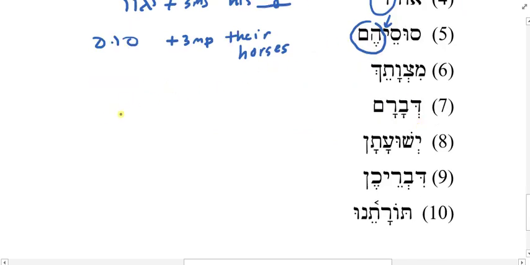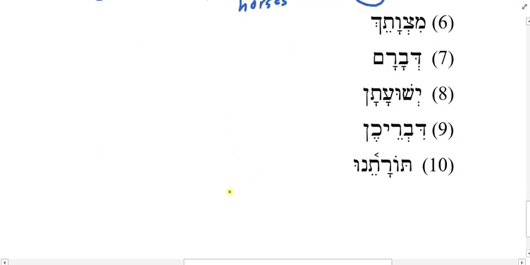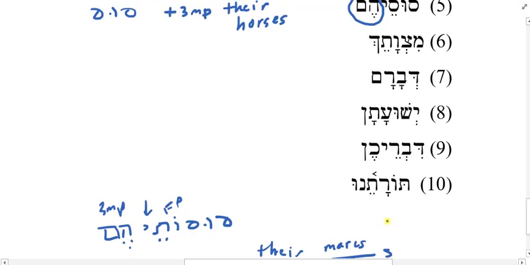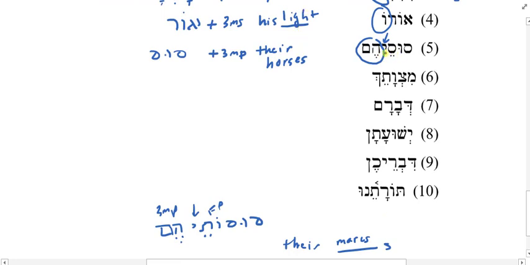Let's just contrast that with this form, okay? Here, I'll write it a little bit lower. Susotehem. You see the pronoun hem? Who's that? 3MP. That's 3MP, so that's their, right? And what do they have? Well, the yod tells you this noun is what? Plural. So it's their plural things. But is this set of horses masculine or feminine? Look at the ot. That tells you it's feminine plural, right? So it's their mares, not their horses. Compare that with what we have here. So susehem, their masculine horses. Susotehem, their feminine plural horses. Okay, they're mares. Got it?